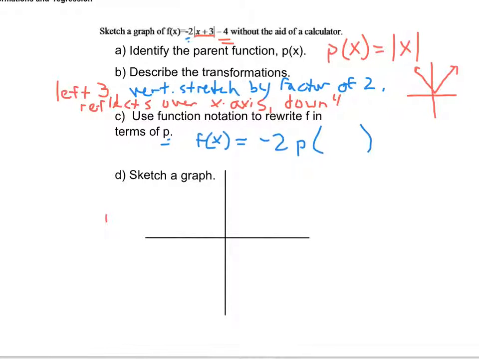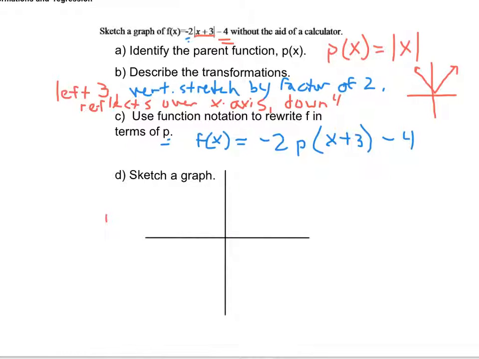So we took negative 2 times that absolute value function. We subtracted 4 from it. Now, it wasn't just p of x, it was p of x plus 3. The x plus 3 is in place of the x in the absolute value. So that is function notation. We'll keep practicing with that.